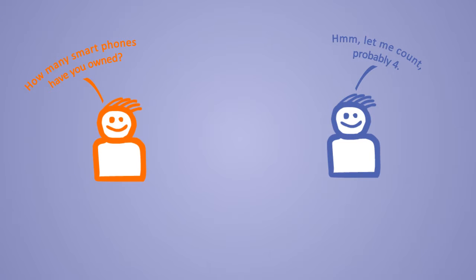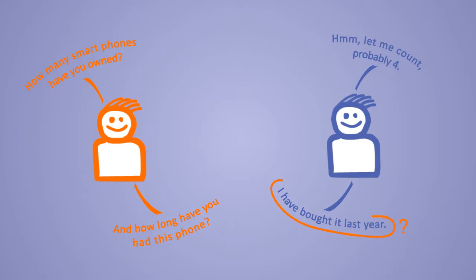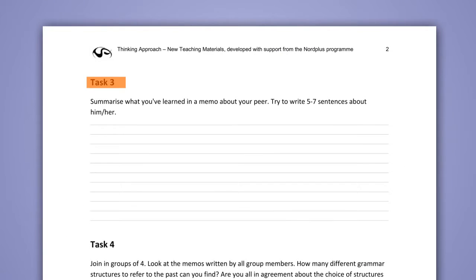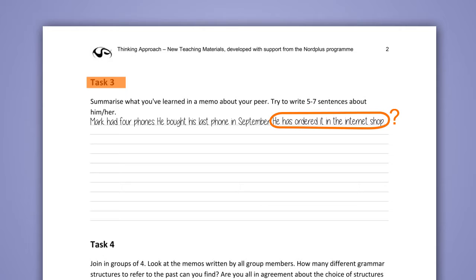When the students are ready with their questions, they move to task 2, where they interview each other. Here again, the teacher can take a note of potential problems. In task 3, students are asked to write a memo about their peer using the information they have collected during the interview. Students work individually and practice their writing skills. The teacher continues monitoring what students are writing and collecting their mistakes.